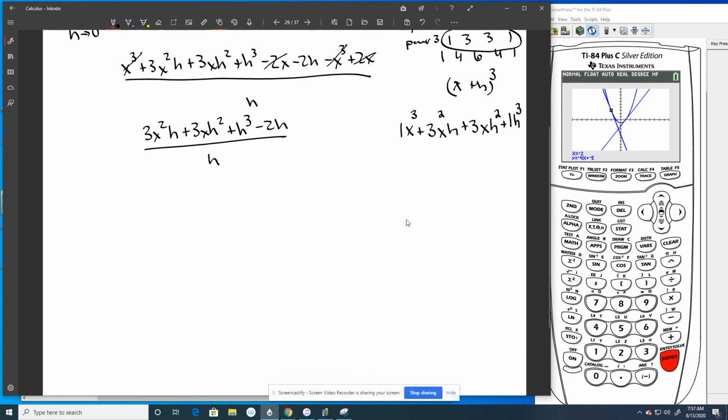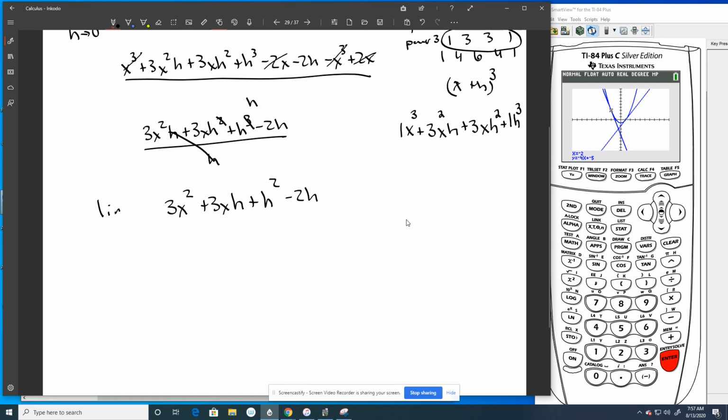So from here, everything has an h in it, so let's go ahead and cancel out the h. Let's get rid of this h, and this h is going to go, instead of h squared, that's going to just become h. This h is going to cancel. We better write this out. We're starting to get lots of canceling. So we're left with 3x squared. This h cancels. We have plus 3x. Instead of h squared, we canceled one of those h's. Plus h cubed. Now we have h squared. And then we have minus 2h.